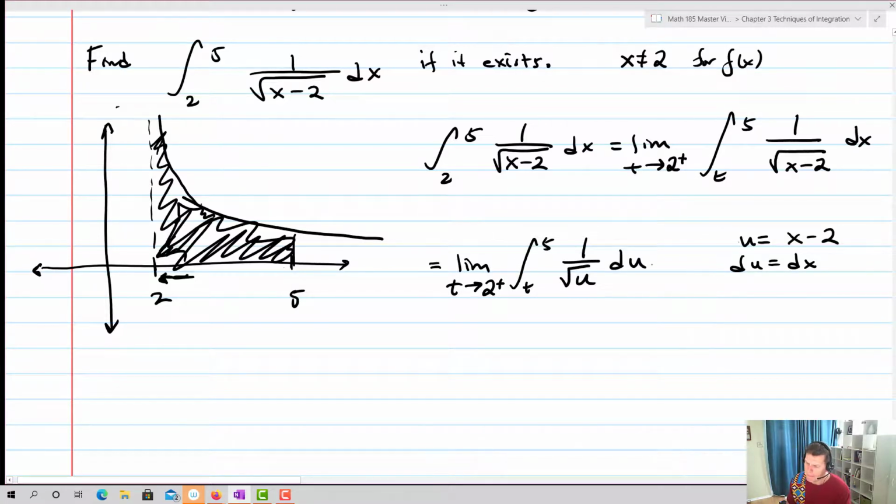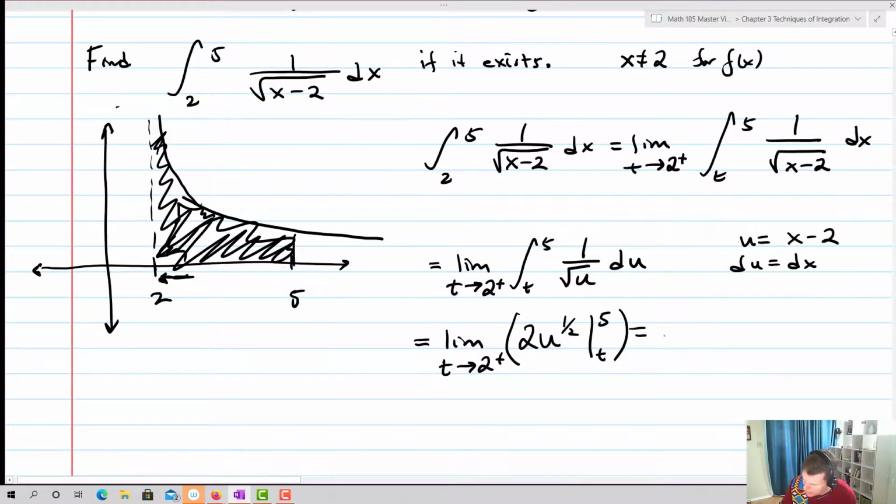Now we're going to integrate that, so we get the limit as t approaches 2 from the positive side, and this is going to end up being 2u to the 1/2, from t to 5. And when we substitute, this will be the limit as t goes to 2 from the positive side of 2 times the square root of x minus 2, evaluated from t to 5.